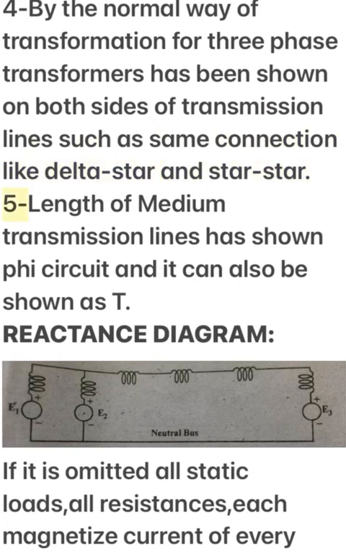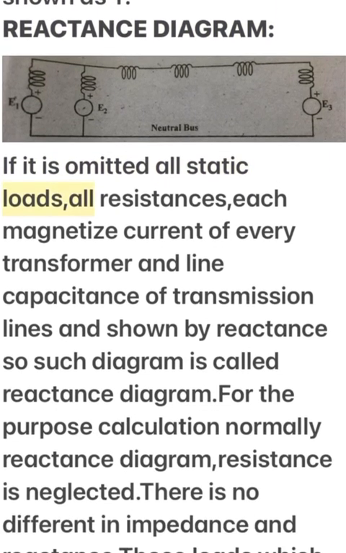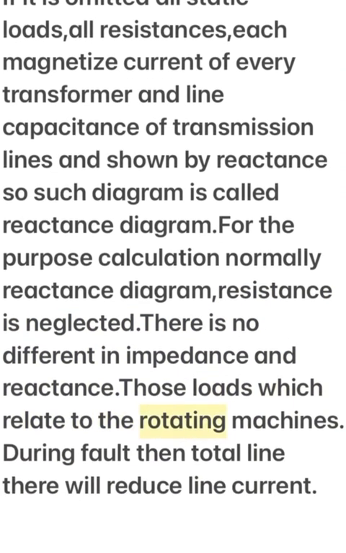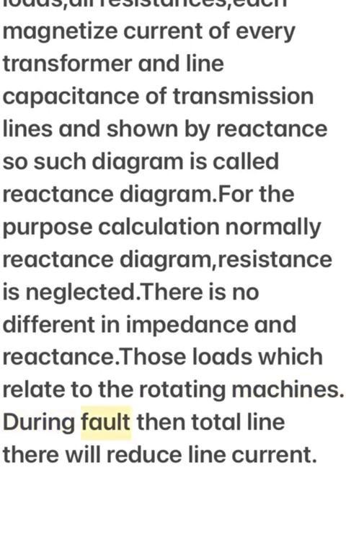5. The length of medium transmission lines is shown by a pi circuit, and it can also be shown as a T. Reactance diagram: if all static loads, all resistances, the magnetizing current of every transformer, and the line capacitance of transmission lines are omitted, and everything is shown by reactance, such a diagram is called a reactance diagram. For calculation purposes, normally the reactance diagram is used. Resistance is neglected. There is no difference between impedance and reactance for loads related to rotating machines. During a fault, the total line current will be reduced.